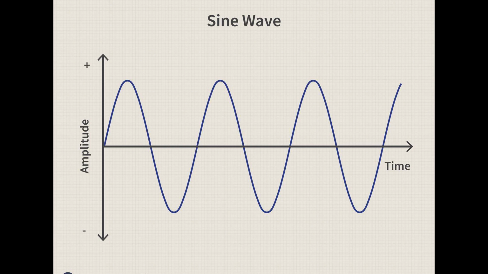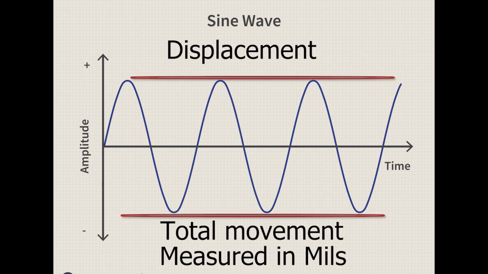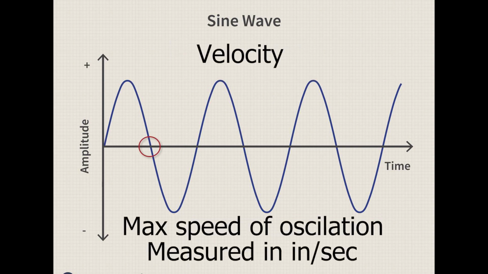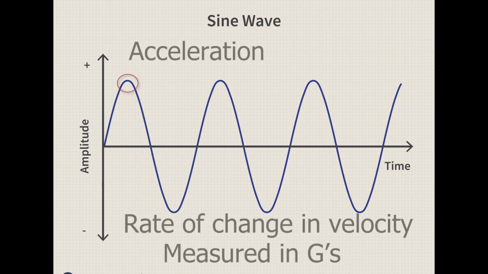The amplitude of vibration, shown in the time waveform, can be represented in three different parameters. Displacement, which is overall movement of the shaft measured in mils. Velocity, which is the max speed of oscillation measured in inches per second. And acceleration, which is the rate of change in velocity, and it's measured in Gs.